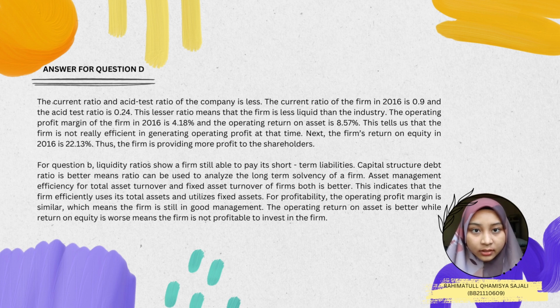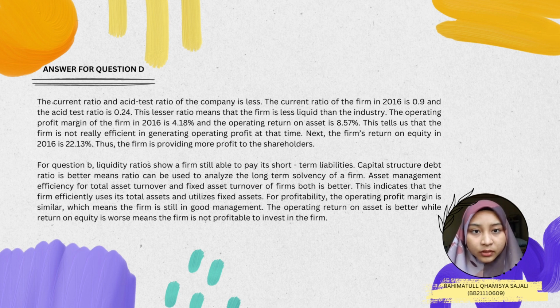For question D, the answer is the current ratio and asset test ratio of the company is less. The current ratio of the firm in 2016 is 0.9 and the asset test ratio is 0.24. This ratio means that the firm is less liquid than the industry.